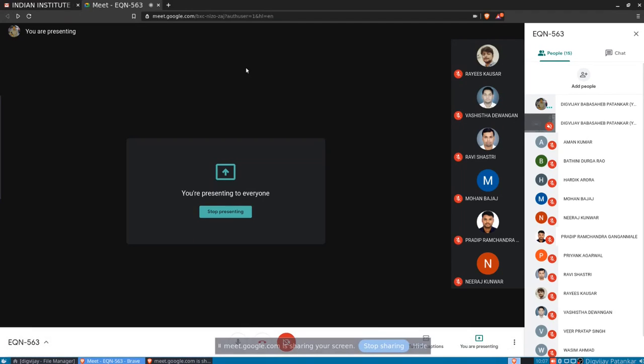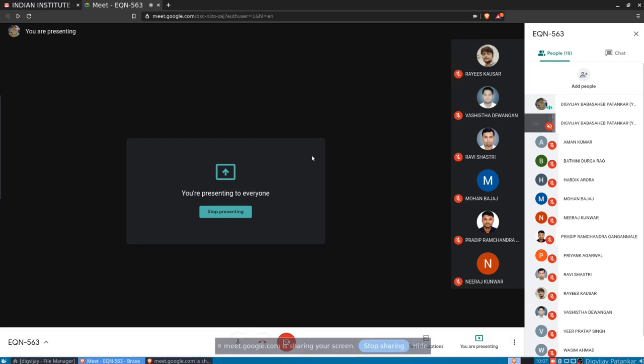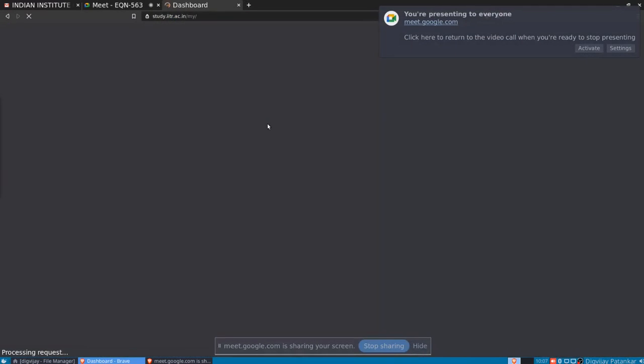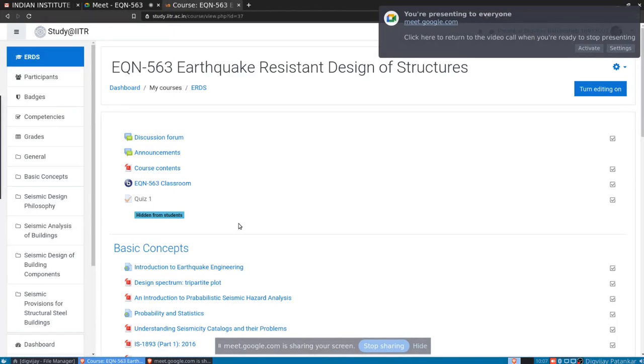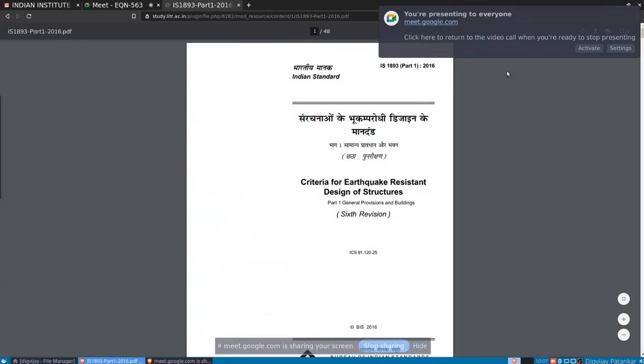So what we are going to do today is have a look at our IS code, that is IS 1893, which is used for seismic analysis of structures, and see various clauses and two different methods of analysis that we are going to explore today. So let us first start with our website and open the IS code. I hope you all have the IS code with you.